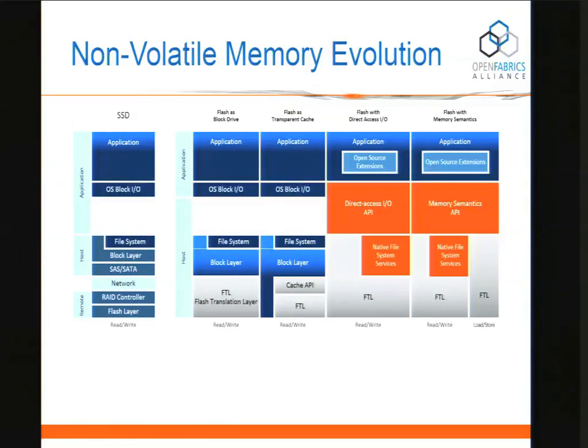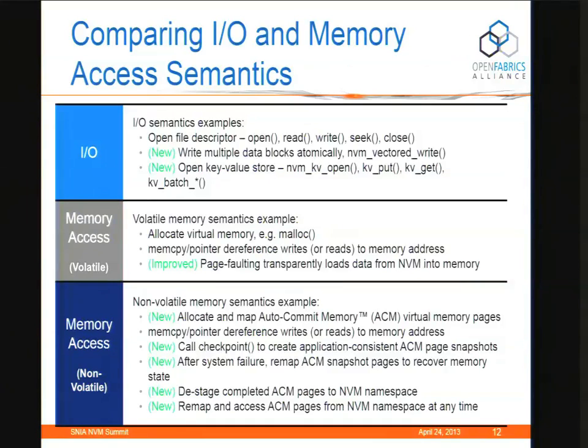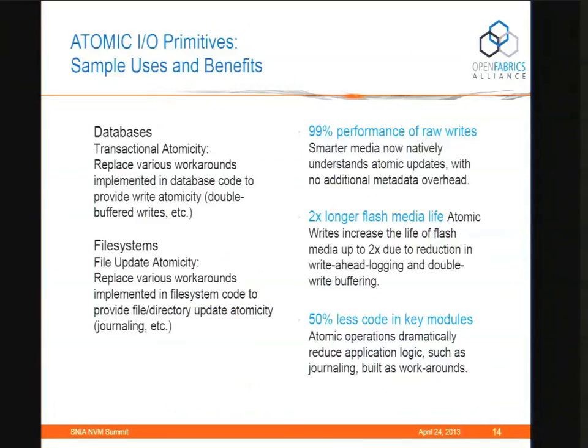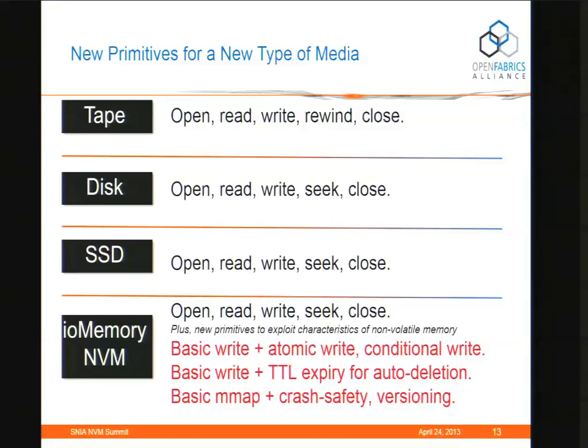So in other words, you bypass largely the file system. The FTL in this case produces file semantics that you can then use to access that flash quickly. So across these different kinds of access, there's different sorts of semantics. So for example, for I/O, this should all look pretty familiar to everyone. Open, read, write, rewind, close for tape, disk, SSD.